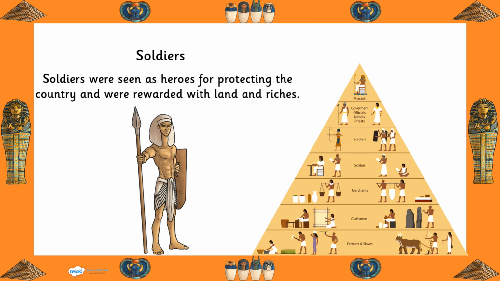And again, this is quite interesting because soldiers are really quite high up on this triangle. They were seen as heroes for protecting the country, and they were often rewarded with land and riches. So have a think. Are our soldiers rewarded with land and lots of riches? Or do you think they're a little bit lower on the triangle today?